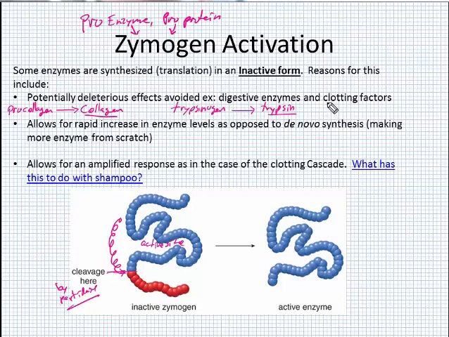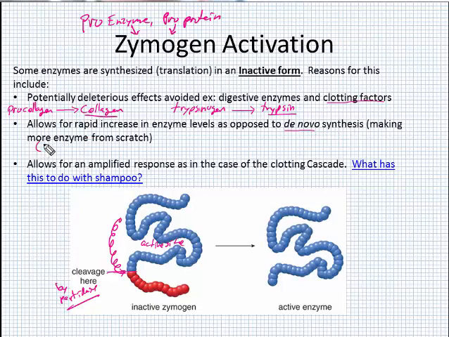Also, clotting factors. This actually has more to do with the next bullet point. You don't want clots forming willy-nilly. You want them only wherever the injury occurs, and you also want it to be done quickly. So one of the other reasons we have zymogens is for a rapid increase in enzyme levels, as opposed to de novo. De novo means from new, so making more enzyme from scratch.